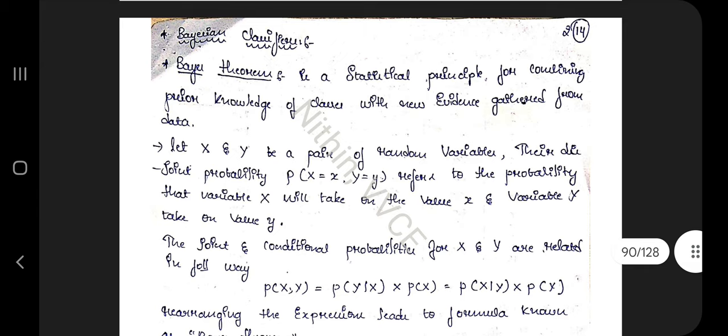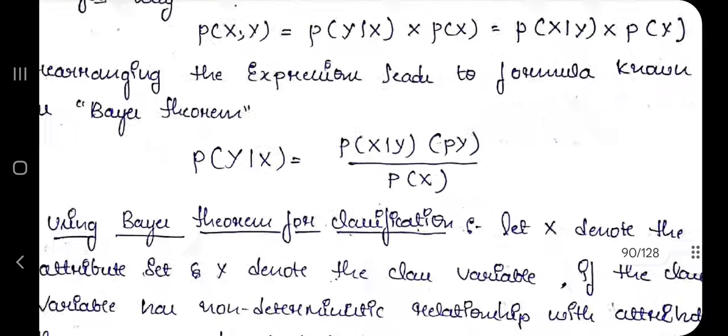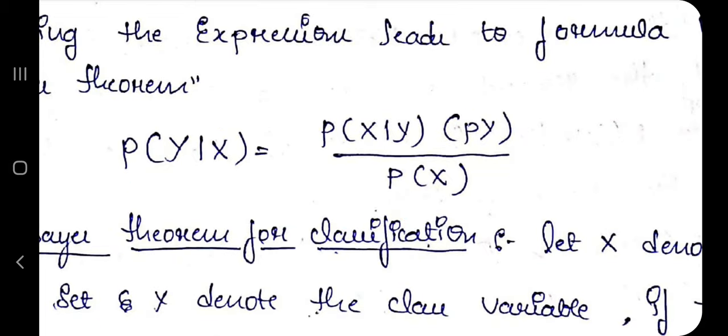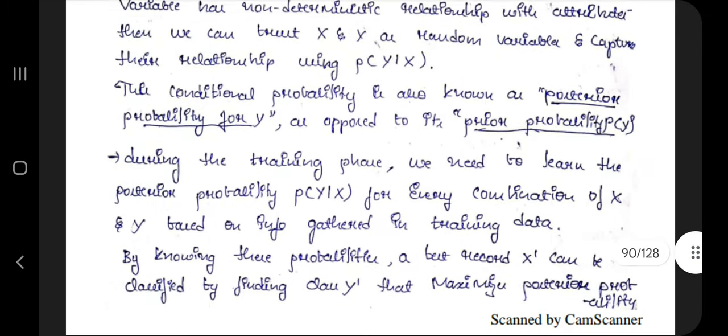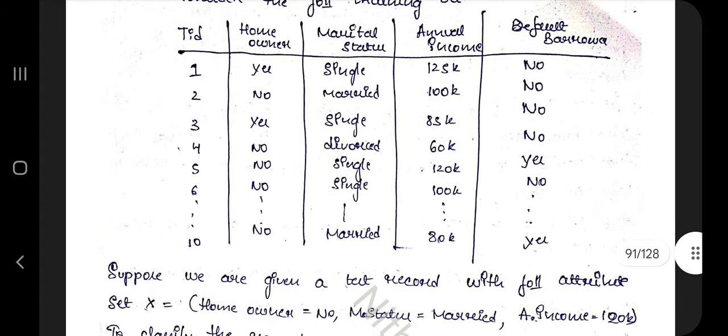And the last one, we have the Bayesian classifier. What is a Bayesian classifier? We have our probabilities here. I'll show you the formula. This we already studied in the 12th standard. Just to revise what these things are, we'll be using an example. So here's an example.